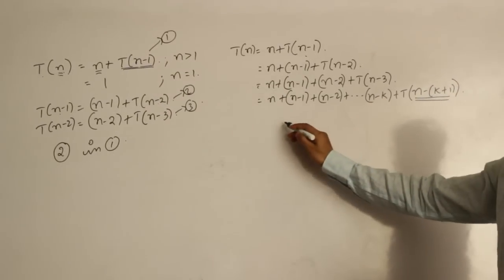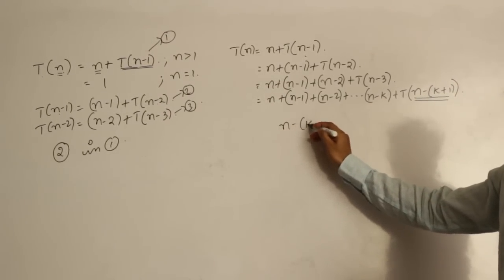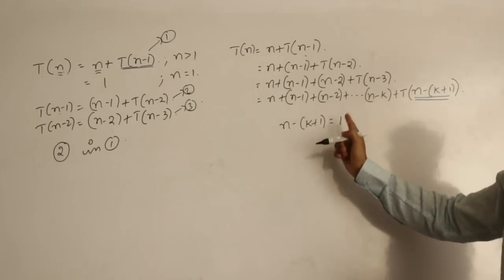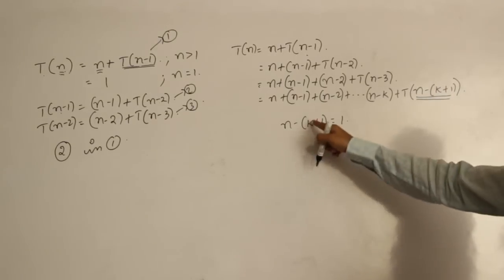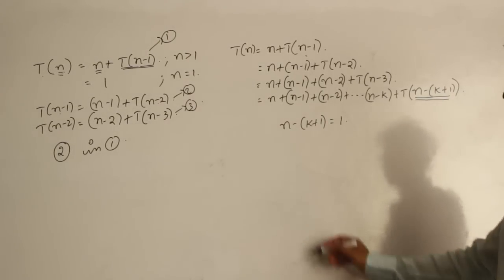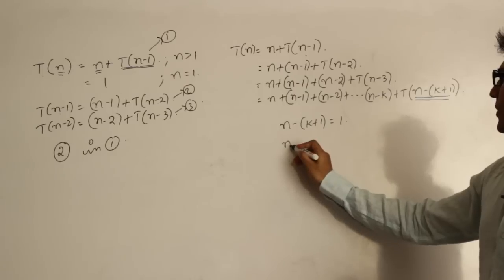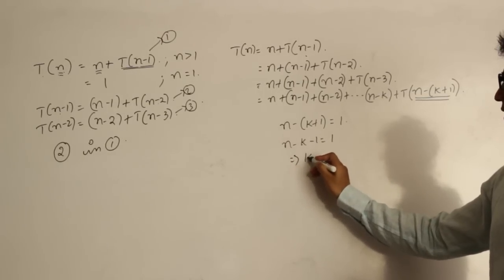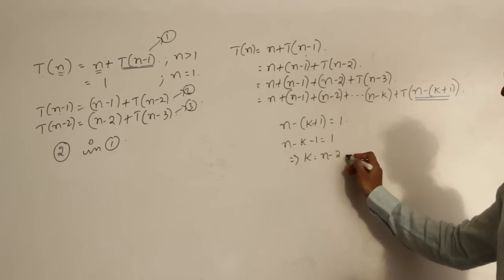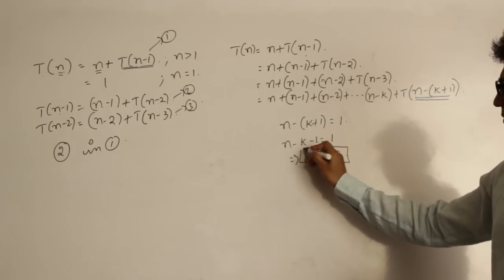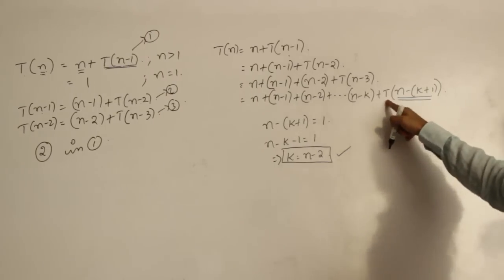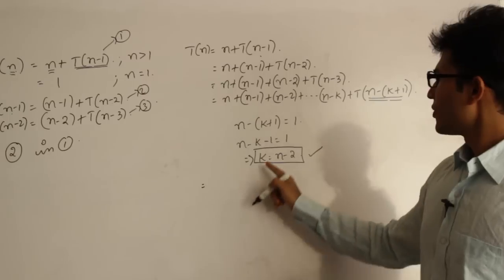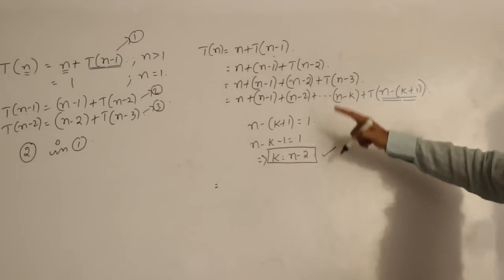So what I am going to do is make n minus k minus 1, this entire term, equal to 1. If this entire term has to be 1, then what should be the value of k? That is what I wanted. Then n minus k minus 1 equal to 1, that implies k equal to n minus 2. So for k equal to n minus 2, I'll get T of 1 and I could stop it. Therefore I'm going to substitute k equal to n minus 2 here.